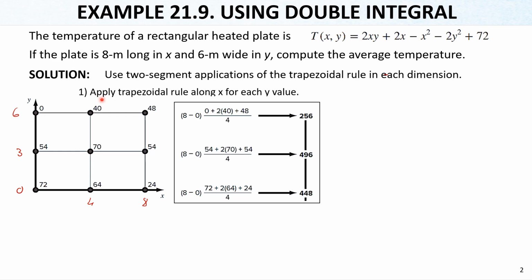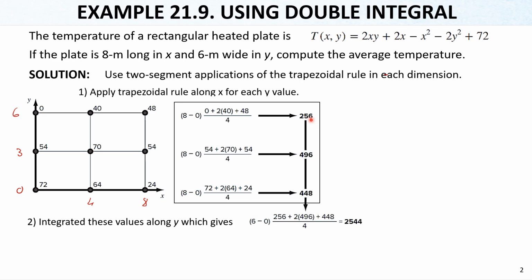And first, what we need to do is apply the trapezoidal rule along x for each y value. So here you can see 0, 40, 48. So 0, 40, here one trapezoidal, here also one trapezoidal rule, and two divisions. So it becomes this value as the integral. And for this as well, one trapezoidal rule here, one trapezoidal rule here, it gives this value to us. And here as well, one trapezoidal rule here and another one here, it gives this value to us. So we integrated in x. Now we need to integrate in y. So we will use these final results to integrate.